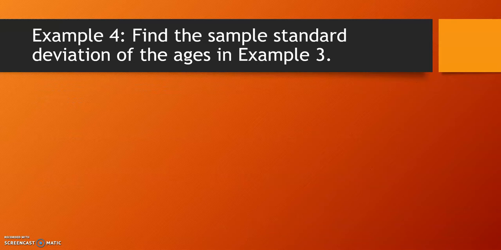Example 4, find the sample standard deviation of the ages in example 3. We had our S squared to be 98. Standard deviation is the square root of the sample variance. Square root of 98 equals 9.899.